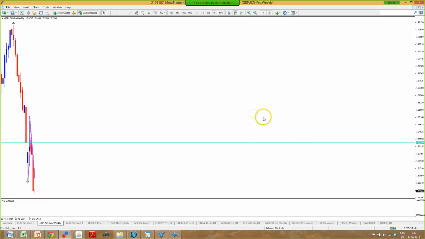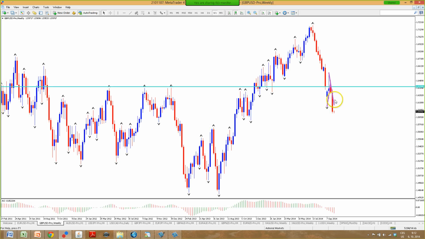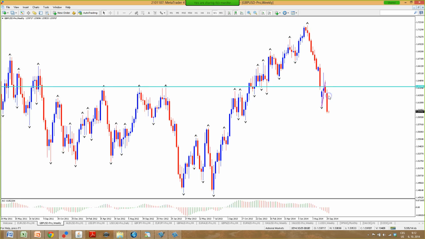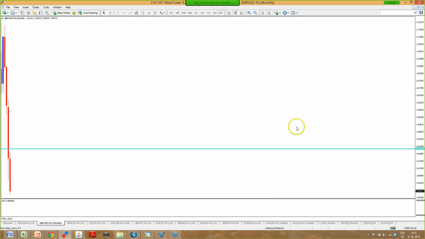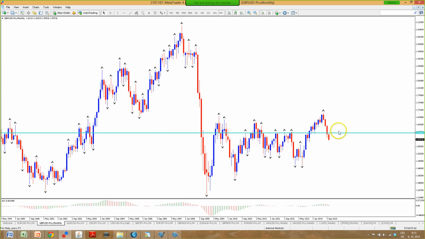Weekly chart. Let me get rid of these trend lines here. You can see a very strong bearish candle. I wouldn't expect, as I said with the euro dollar, a break above last week's high. And the monthly chart, last but not least, also a pretty decent bearish candle. Maybe not as strong as the euro dollar, but obviously very bearish monthly candles.